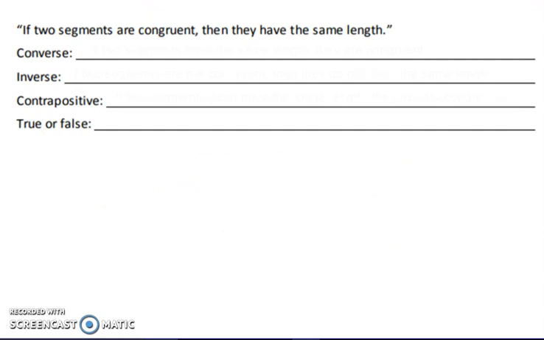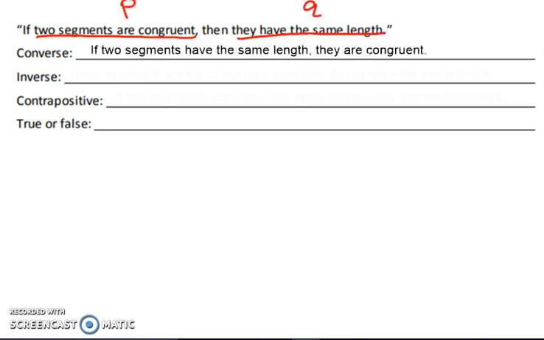Our second example, if two segments are congruent, then they will have the same length. Our converse, again, we want to flip P and Q. If I look, my P is two segments are congruent. My Q is they have the same length. So my new statement is going to say, if two segments have the same length, then they are congruent. All we did was flip them. And make sure it still makes sense. We don't want to say if they have the same length. Well, we don't know what they is.